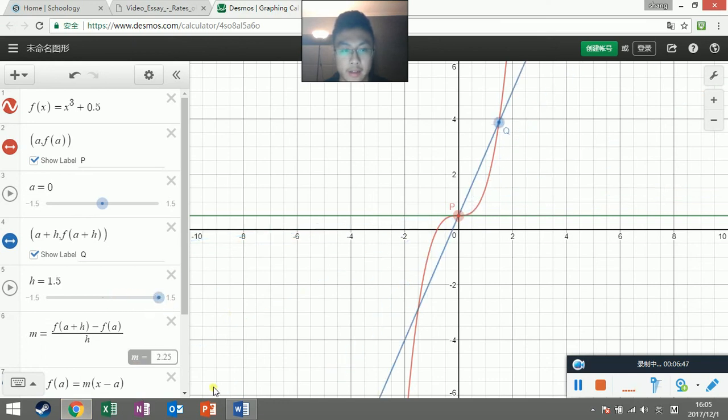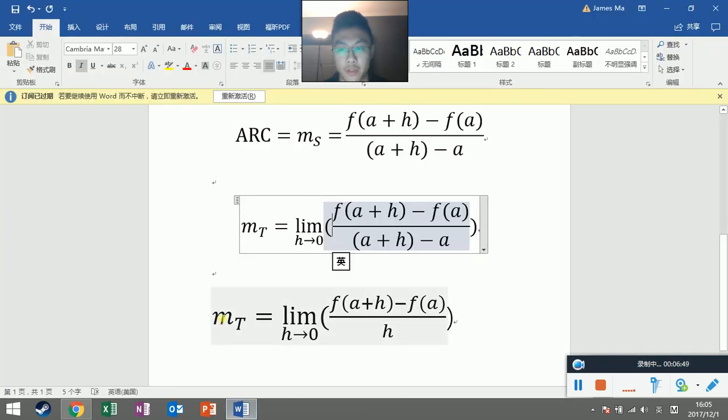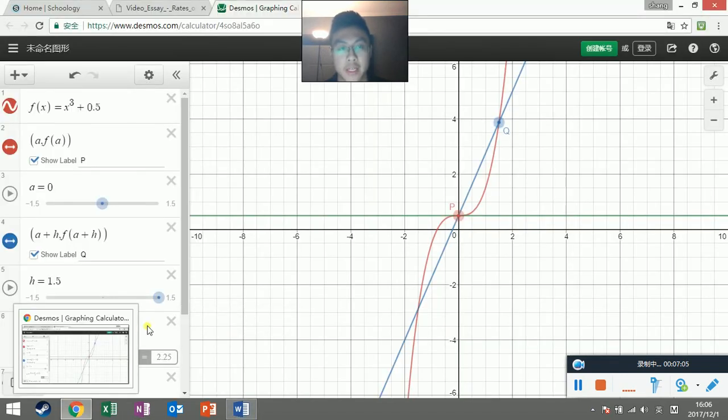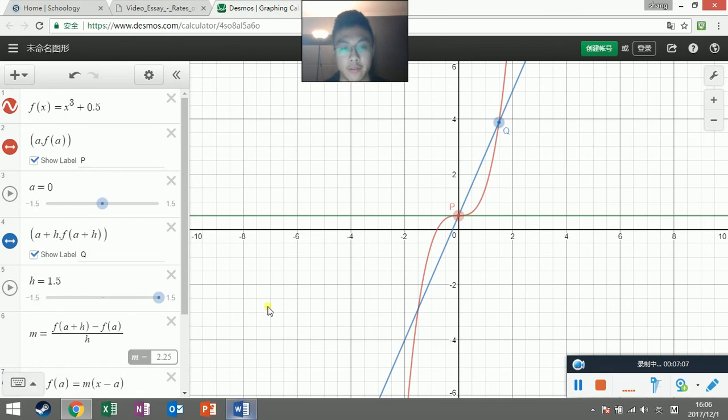And that is the formula of the first principle. The slope of tangent equals to the limit, when h is approaching 0, of f(a plus h) minus f(a) divided by h. That is the development of the IRC formula and the first principle, with this connection of rate of change.